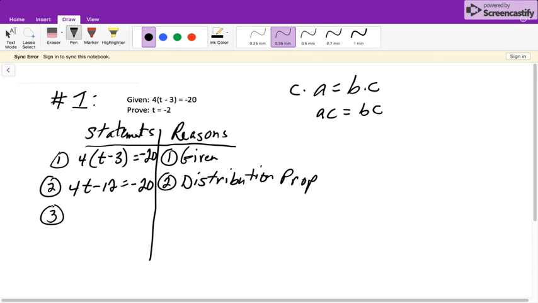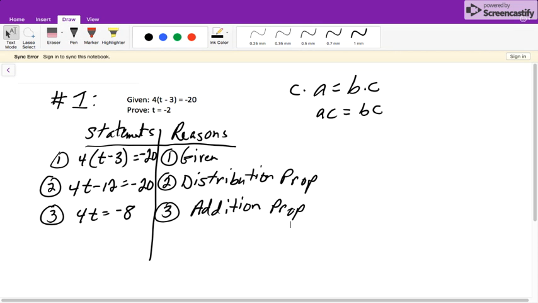All right, then from here, if I want to solve this, I would add this 12 to both sides. So I would get 4t is equal to negative 8. And from here, our property is the addition property, because we added this 12 over to both sides to get rid of this minus 12. Remember, you do not have to show me your work when you're doing this. You saying addition property is showing me that you are actually adding 12 to both sides. That is telling me this is what you are doing, so you don't need to show your work.